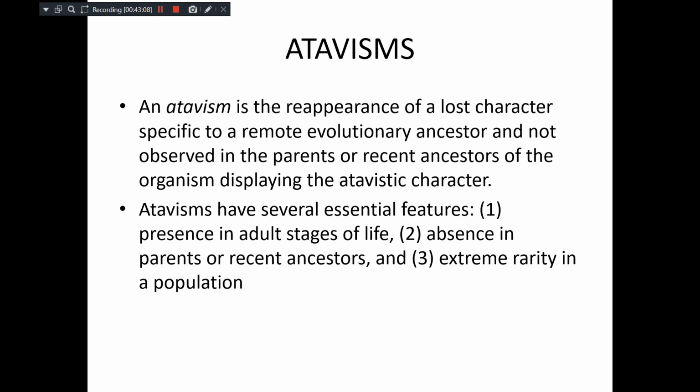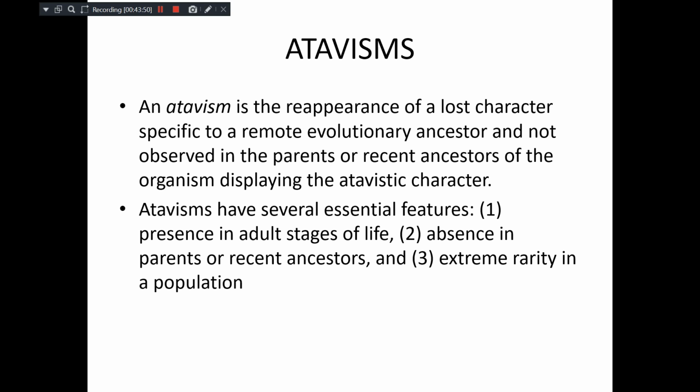Then atavism, another characteristic feature. What is atavism? Sudden reappearance of an ancestral character, a lost character. A character which is not observed either in the parents or recent ancestors of the organism. All of a sudden, this character may appear in one or two individuals. To give a very good example for this, recently I read in a newspaper that a boy was born with a long tail.